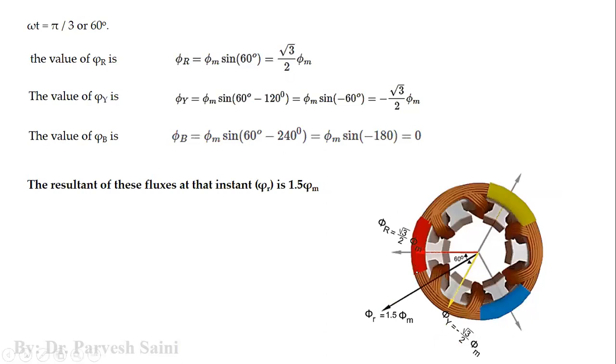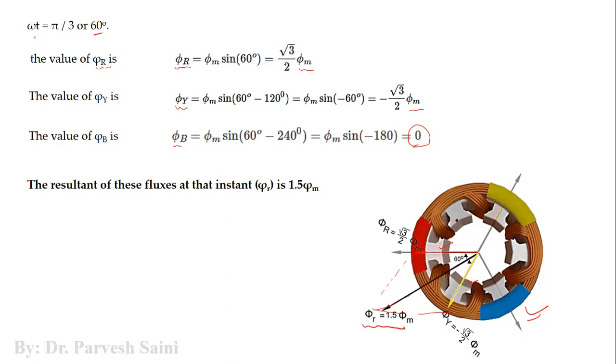Fine. Then if we put omega t equal to 60 degrees, what happens? At omega t equal to 60 degrees, the flux because of the red phase will be under root 3 by 2 phi m. Because of the yellow phase, it is minus under root 3 by 2 phi m. And because of the blue phase, it is 0. So you can see in this diagram we have a red phasor and a yellow phasor, but we don't have a blue phasor because the flux because of the blue phase is 0. So again, we will use the parallelogram law of vector addition here, right?